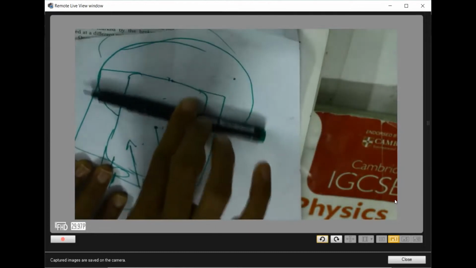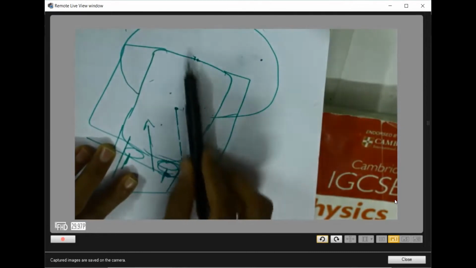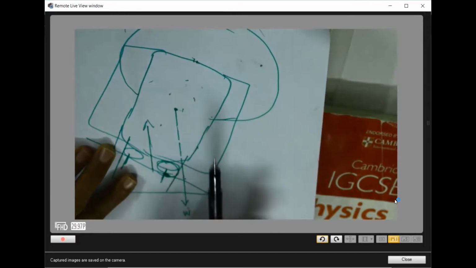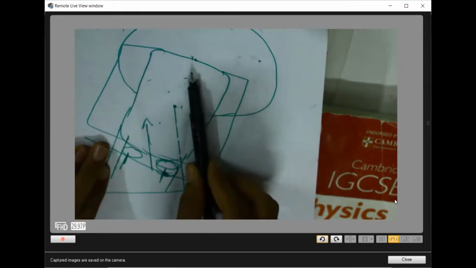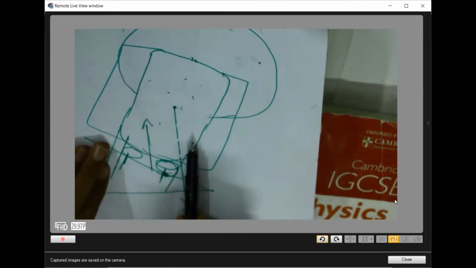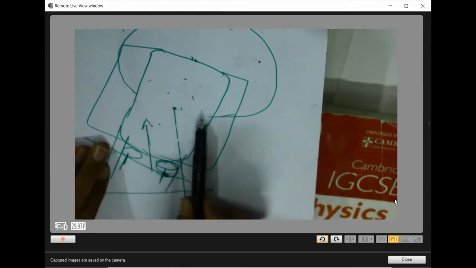So if the center of mass is higher, the more likely the line of action of weight may be out of the base. It will be more likely for the line of action of the weight to be out of the base. Did you understand?